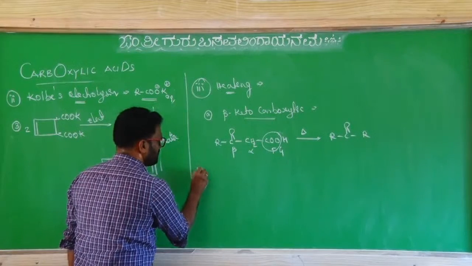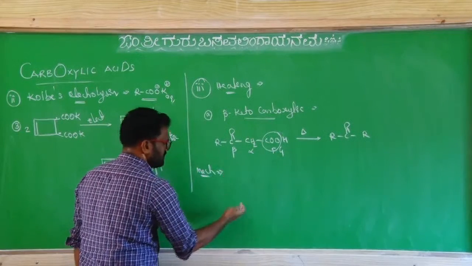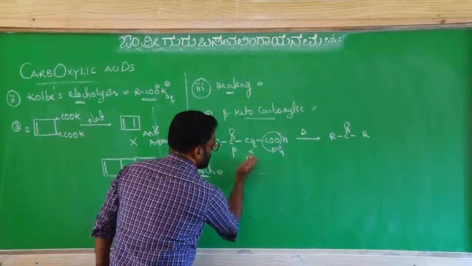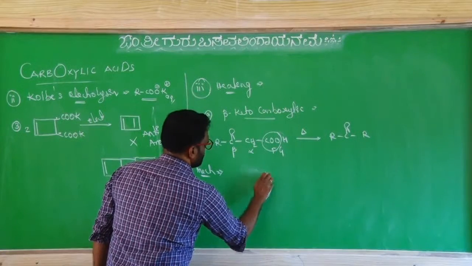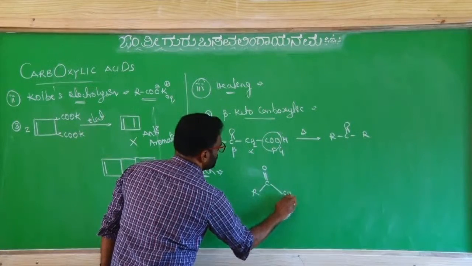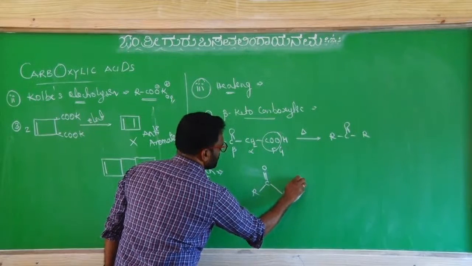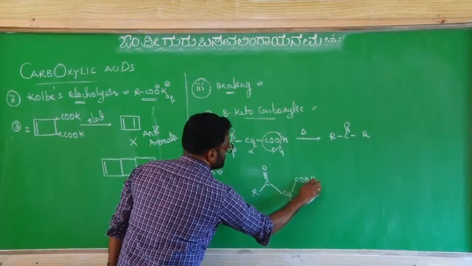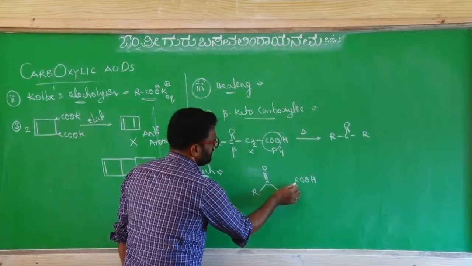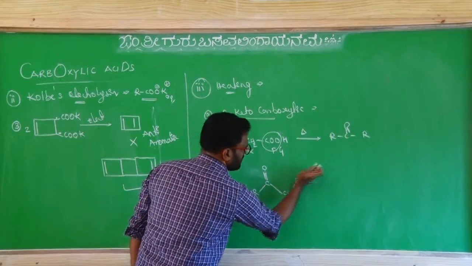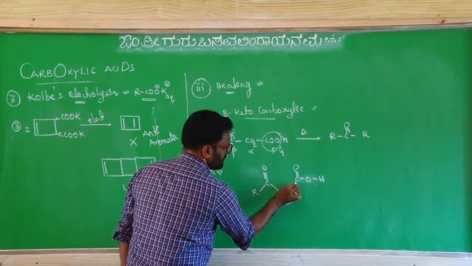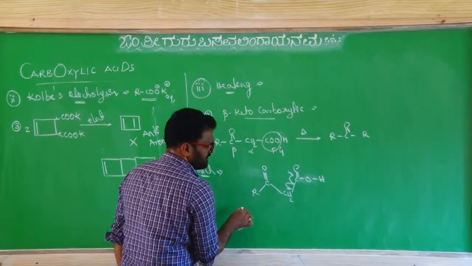This is a thermal reaction. Let me explain the mechanism. Here we have R, CO, CH2, and here COOH. So, here there will be cleavage. Cleavage means what? Homolytic cleavage. Here also there will be a bond, this is O and OH. So, here there will be a homolytic cleavage.